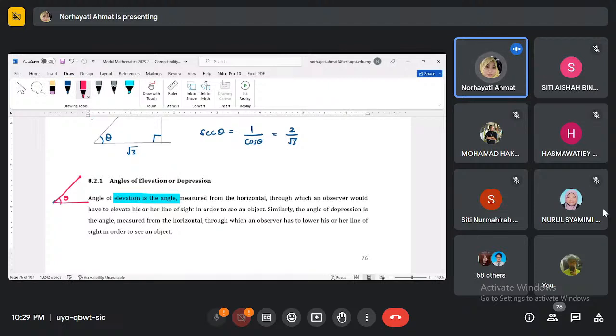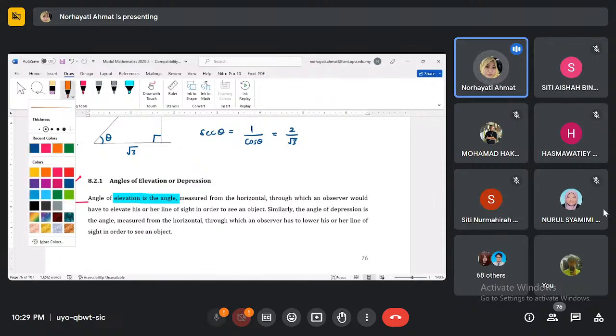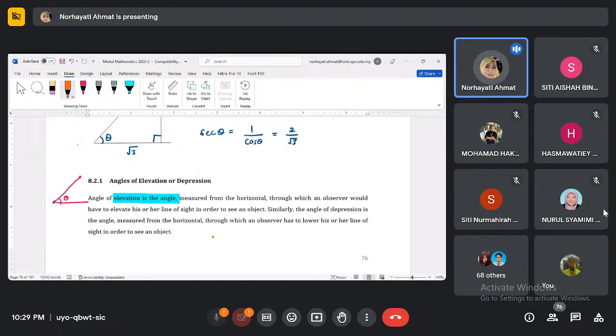Okay, pandangan atas. Okay, untuk angle of depression, okay, depression, we need to look at something, object that is below our sight. Okay, so this is our eyes. Okay, and the object is below, bawah daripada kita punya pandangan. So this is the line, okay, horizontal line, and this is the angle formed to see the object. Okay, so this is the angle. Okay, angle of depression.